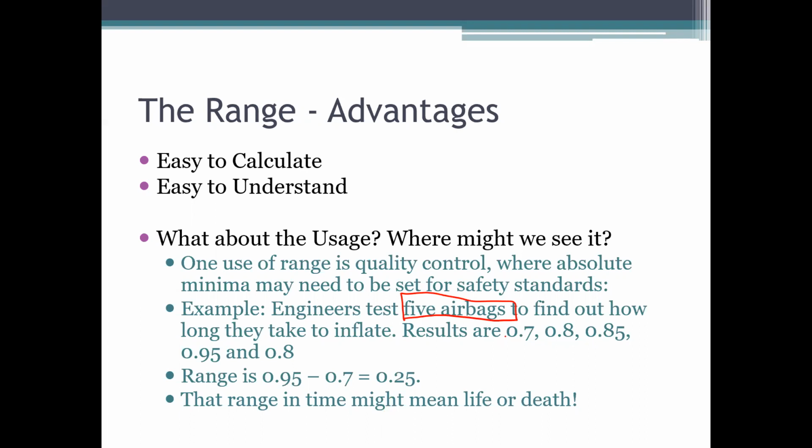Anyways, suppose these are your results. These engineers test how long it takes to inflate: 0.7 seconds, 0.8, 0.85, 0.95, 0.8. If you look at the range, just the difference between the max and the lowest value, you get a quarter of a second. And if you've ever been in an accident like that, a quarter of a second can mean the difference between life and death. So you've got to work to decrease that range.